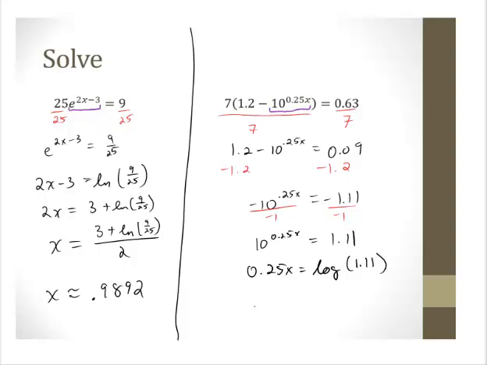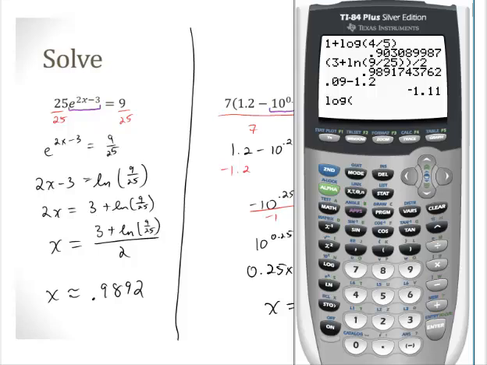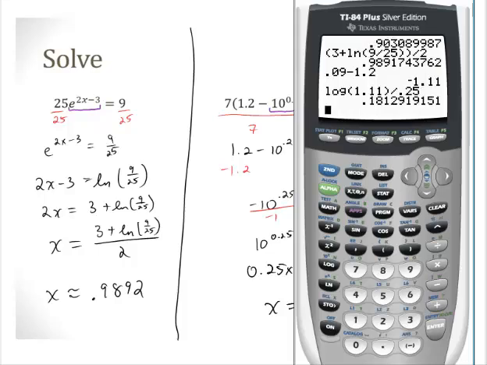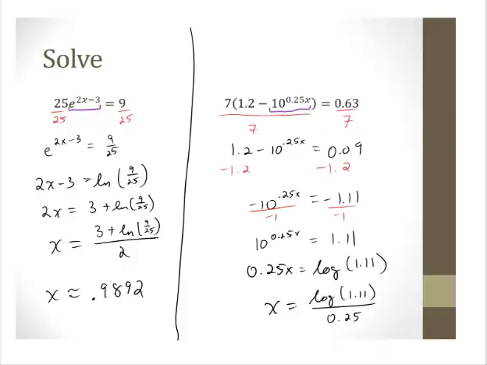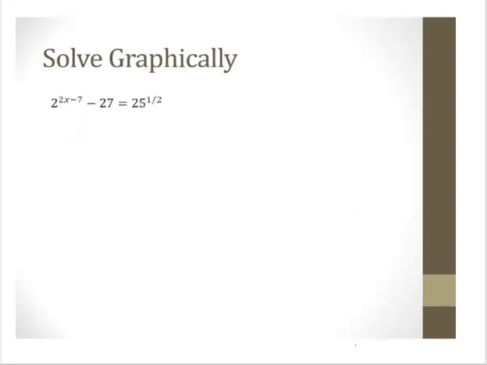And to finally isolate x, I'll divide by 0.25. x equals the log of 1.11 divided by 0.25. And I'll approximate it. x is approximately 0.1813.